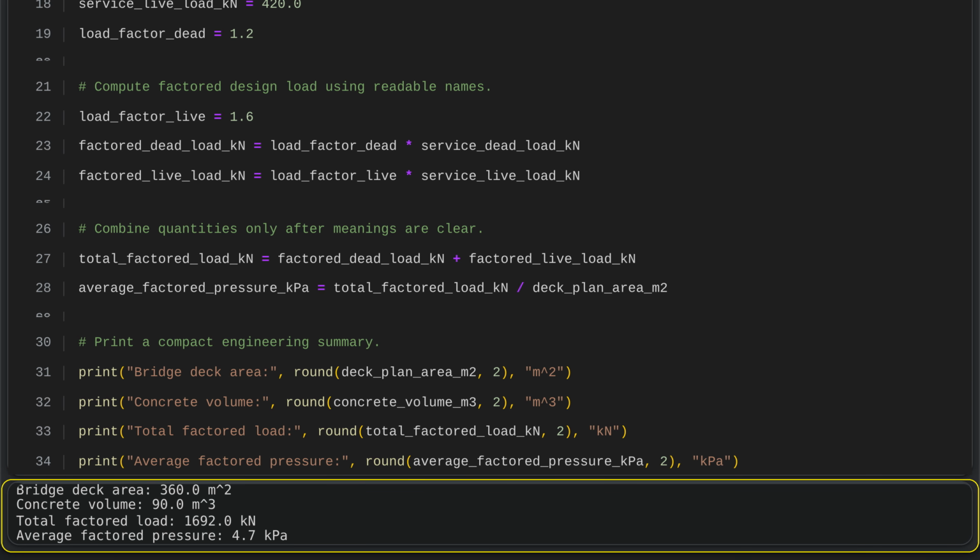This script summarizes key bridge deck design metrics. It calculates the deck area and concrete volume from the given dimensions, applies factors to the dead and live loads, and combines them to find the total factored load. It then divides that load by the deck area to estimate the average factored pressure. The printed results give a concise overview of the deck's main structural quantities.